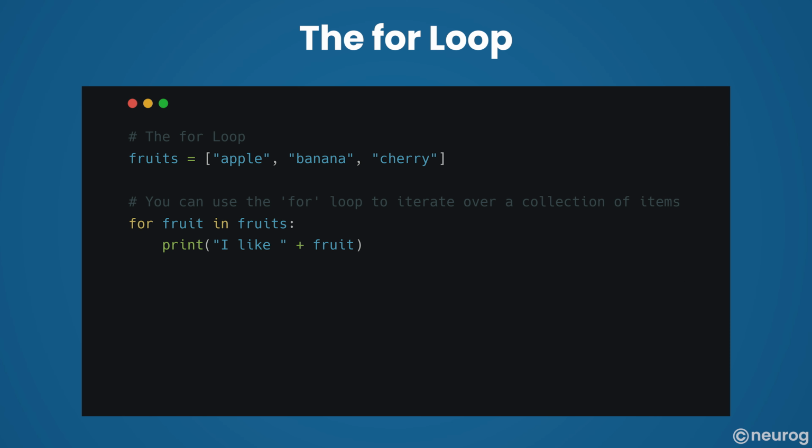And now let's explore the for loop in Python. In this example, we're using a for loop to iterate through a list of fruits. By iterating over the fruits collection, it prints the statement, "I like fruit," for each item in the list, showcasing the simplicity and efficiency of the for loop for repetitive tasks.